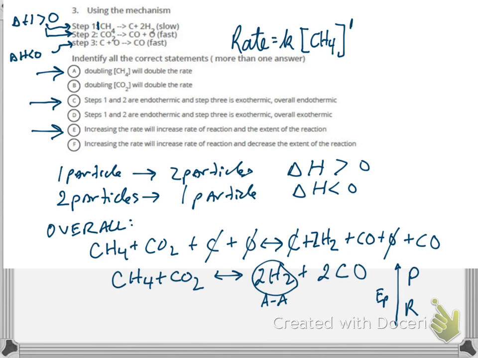Overall, it's endothermic. And increasing the temperature will increase the rate of reaction and the extent, because we will make more products since they're at higher potential energy. By adding more kinetic energy in the system, we will have greater access to the product. So we expect the extent to increase, as the extent is the ratio of products to reactants.